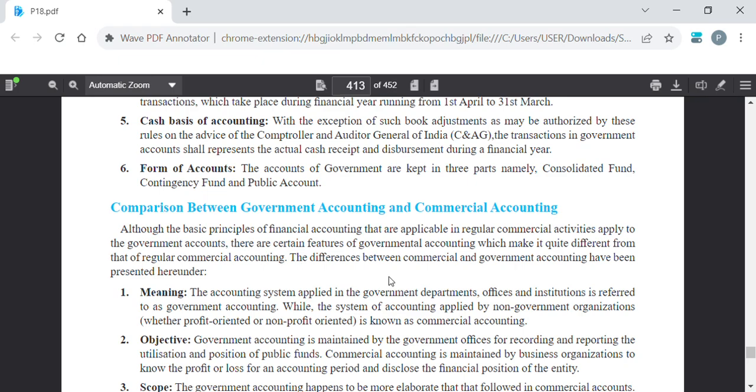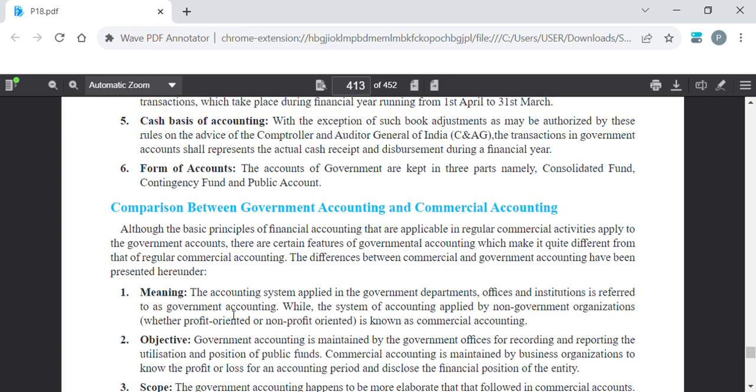There are certain features of governmental accounting which make it quite different from regular commercial accounting. So there are certain features wherein government accounting and commercial accounting differ from each other. The difference between commercial and government accounting is presented here under.